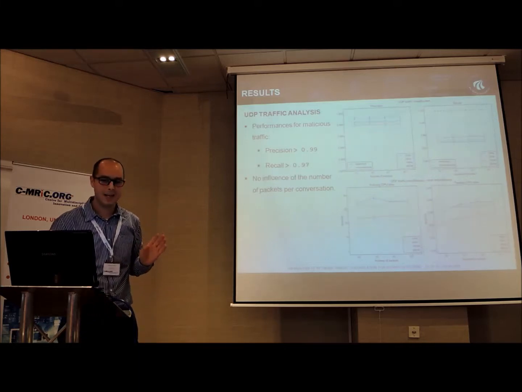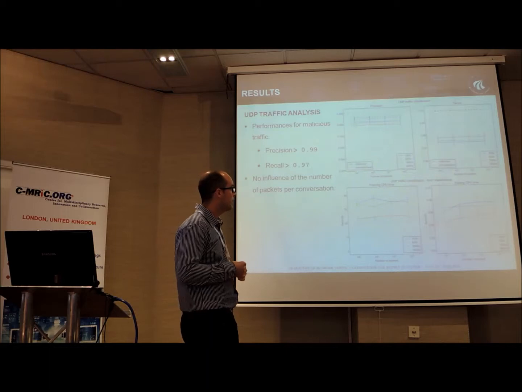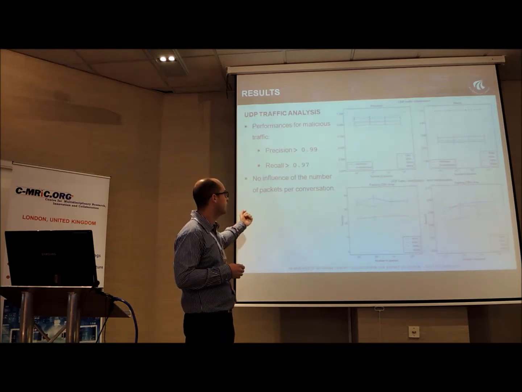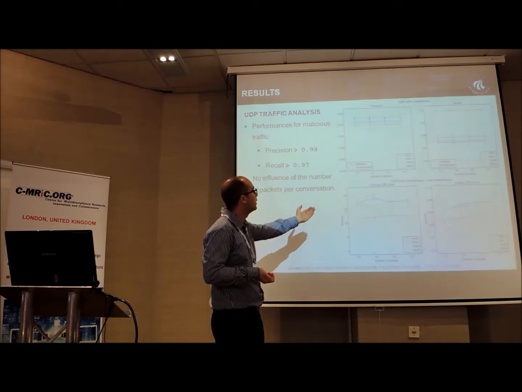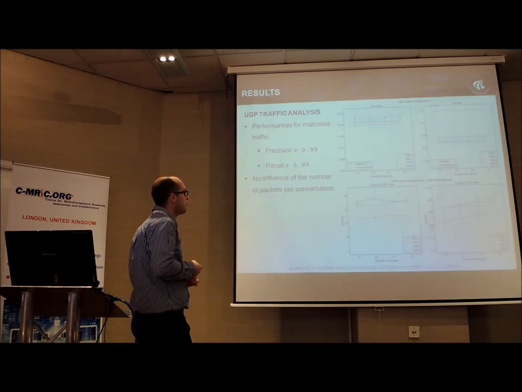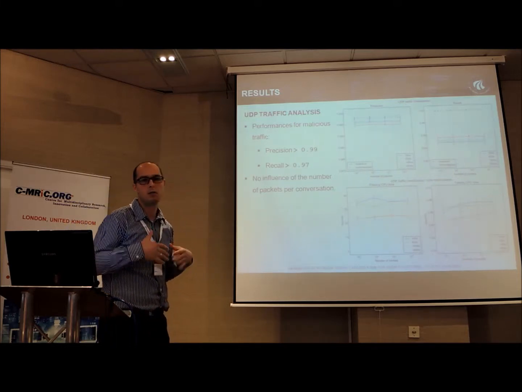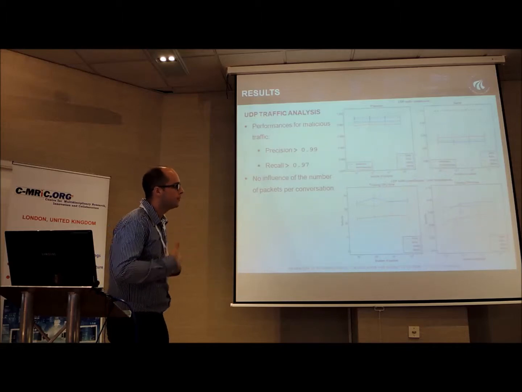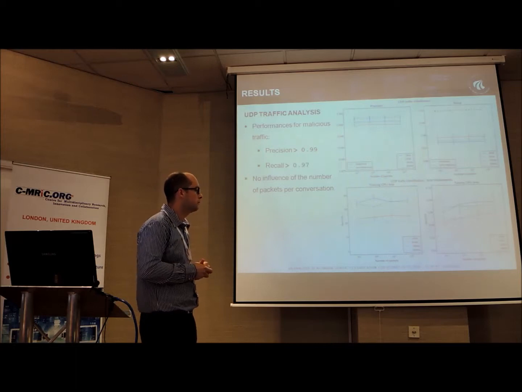So for the UDP traffic, we are getting even better results. An interesting thing is that here we don't see the influence of the number of packets per conversation. Even for 10 packets per conversation, we are seeing quite good results. For the time requirements, we are still seeing the same trends. Basically, in under a minute you can classify around 300,000 samples.